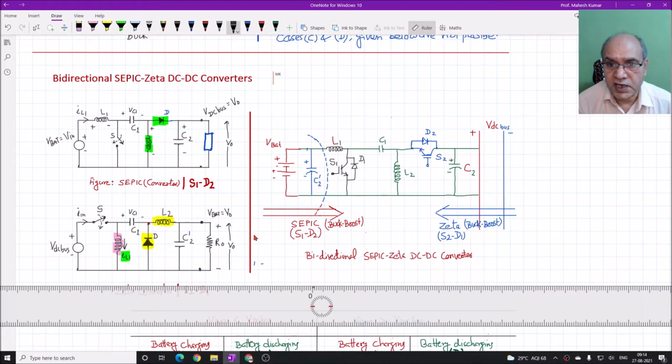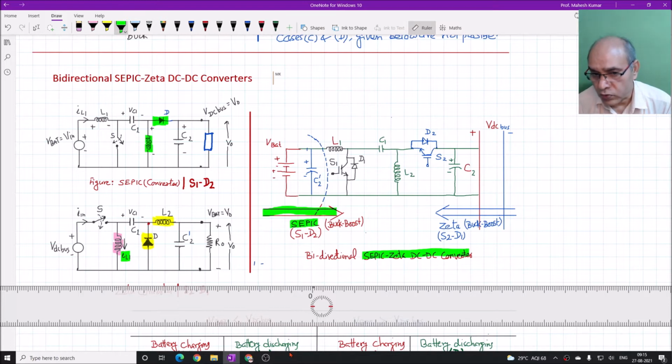Okay, just focus on this side. Now this is the Sepik Zeta converter, a DC to DC converter. If you look from the battery side, this side, then the topology is Sepik. And you know that Sepik can act either in a buck or boost mode. A Sepik is a buck boost converter. So voltage could be higher or less than the DC bus, but power can always flow from battery to the bus.